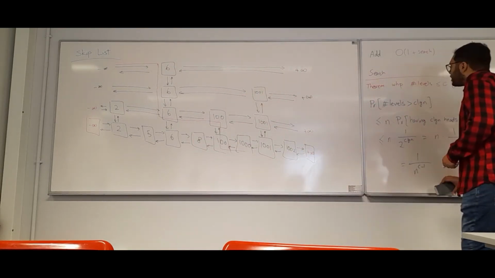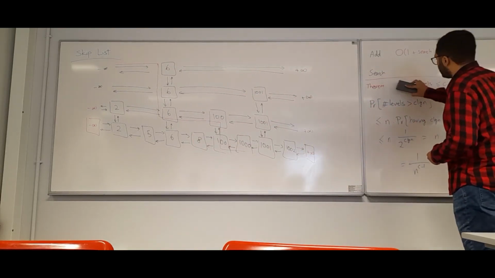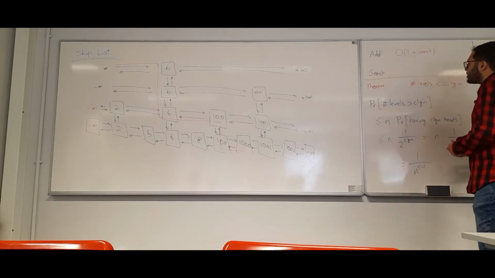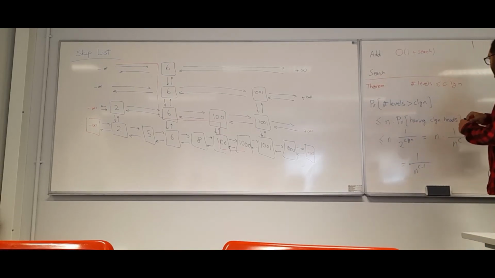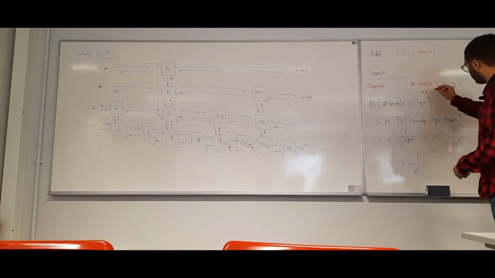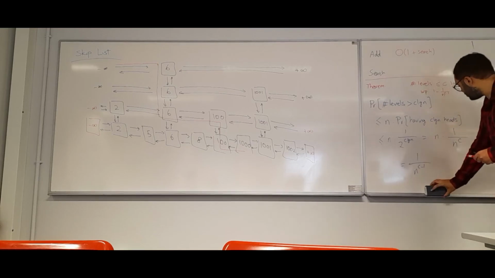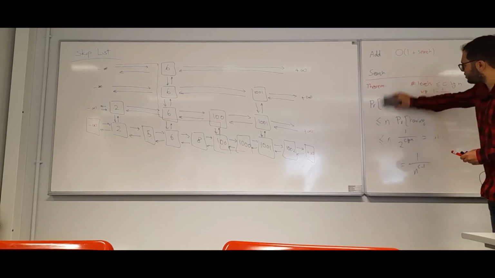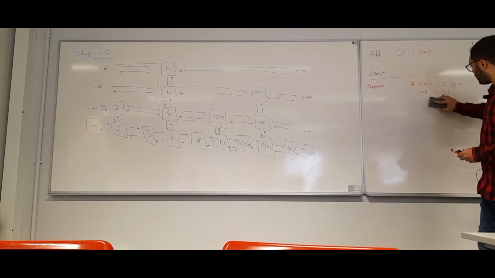So let me just erase this theorem. So the number of levels is at most C log n with probability 1 minus 1 over n to the power of C minus 1. So I can erase this one. Okay.